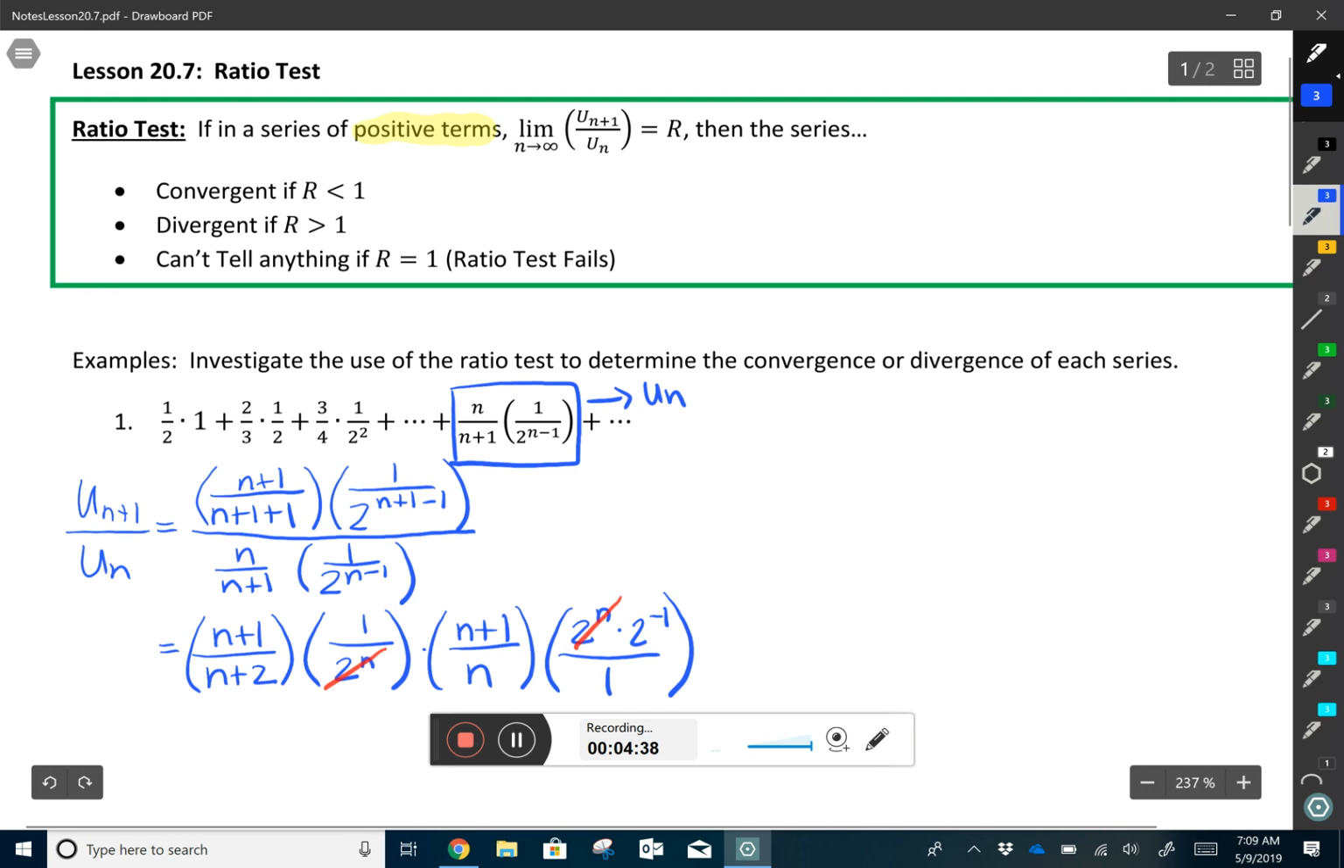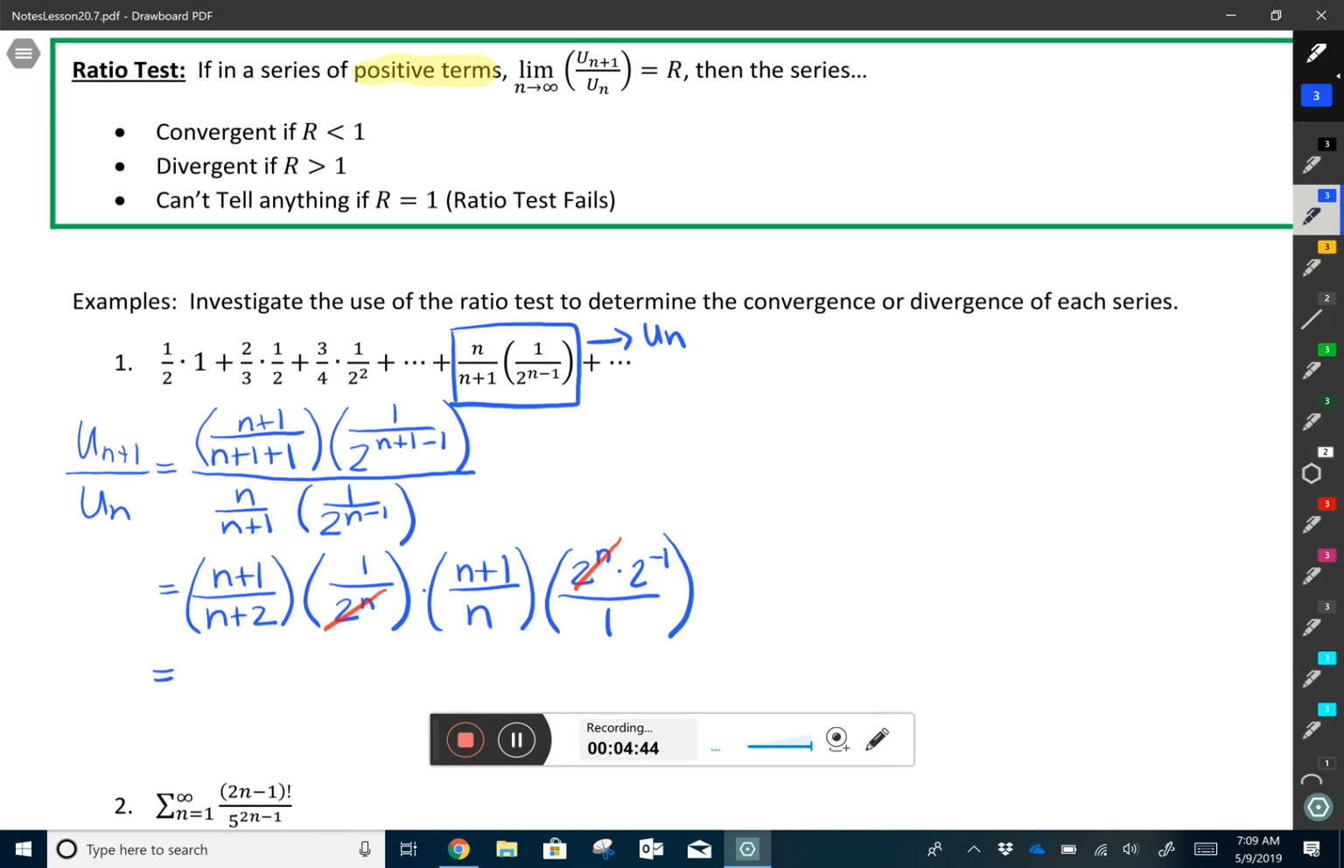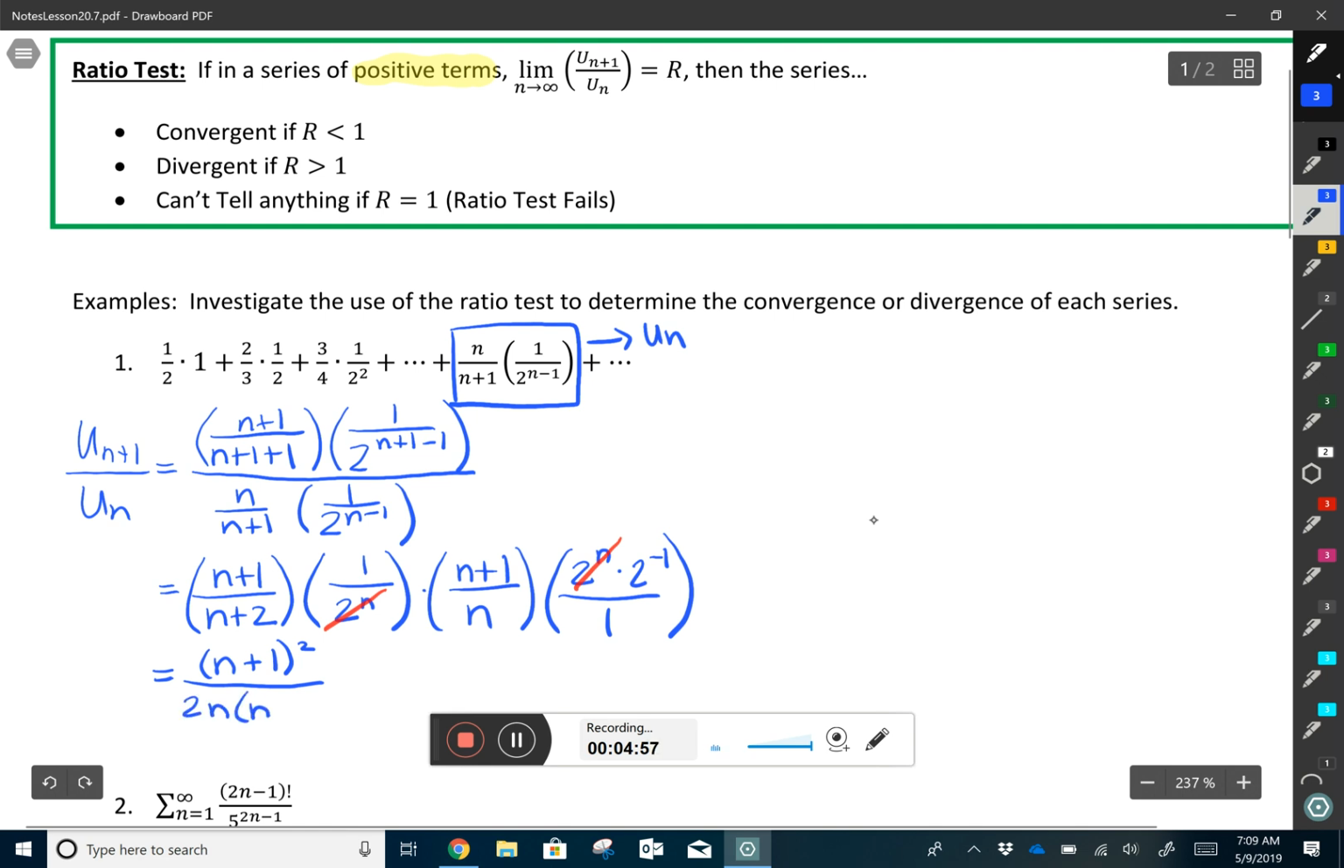Cool. All right. So now I have my u sub n plus 1 divided by u sub n. So we have n plus 1 quantity squared all over that, and the 2 to the negative 1 is going to go down to the denominator. So 2n times the quantity of n plus 2. And now I need to take the limit as n approaches infinity.